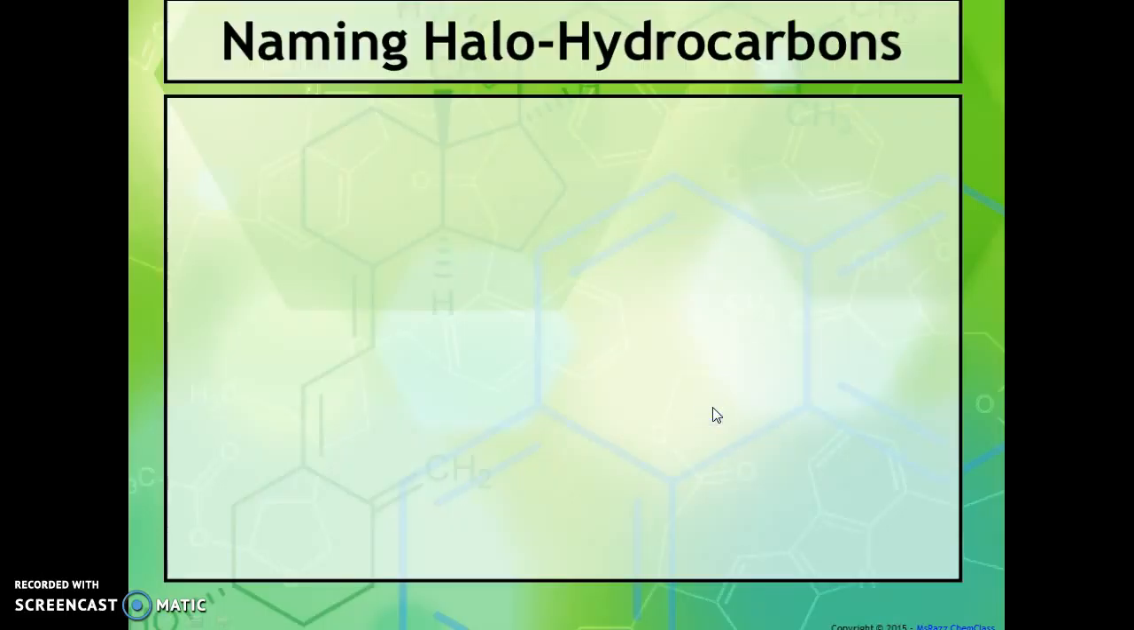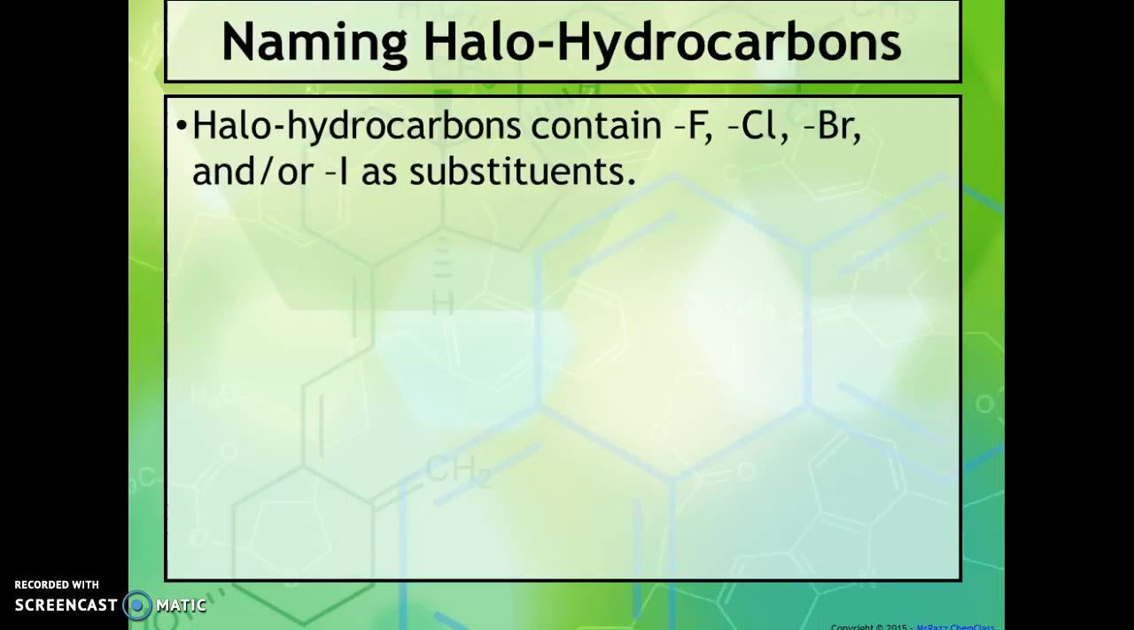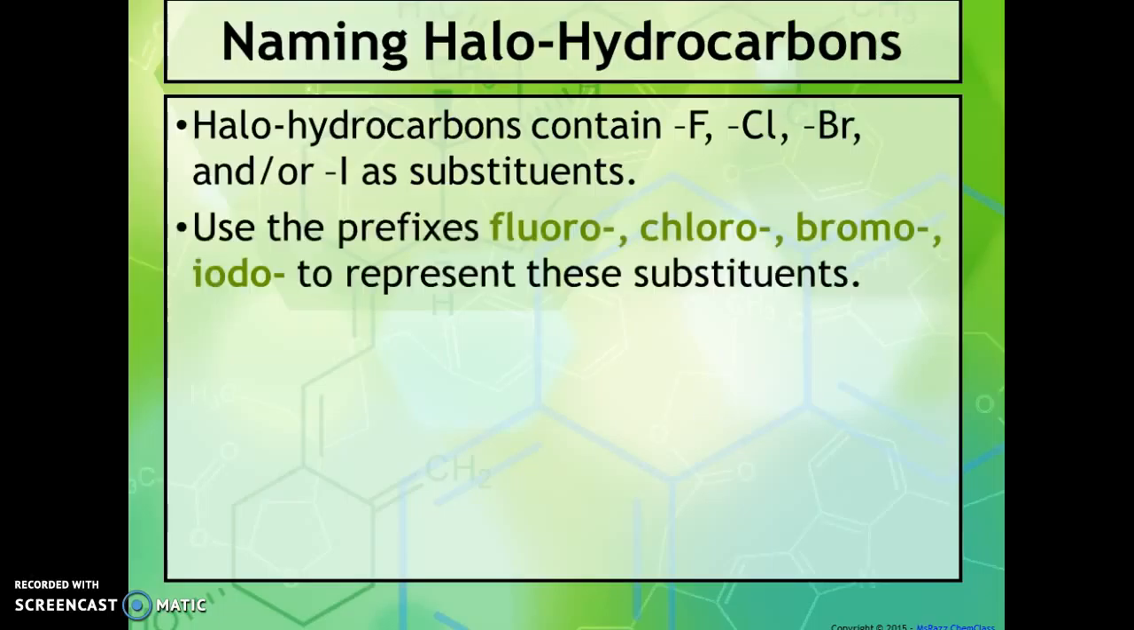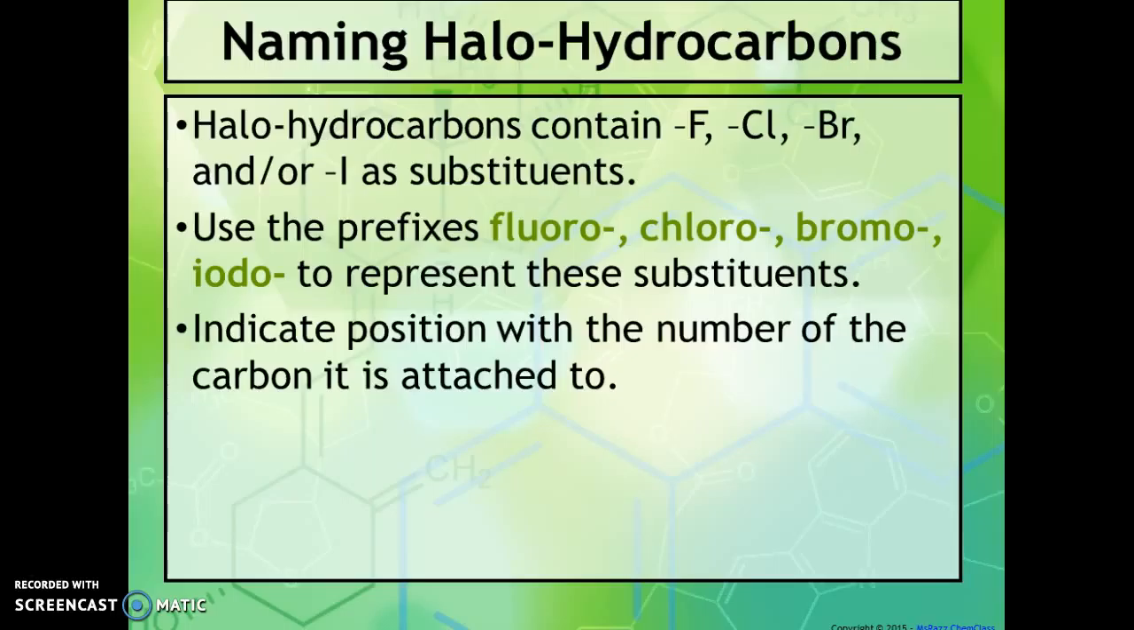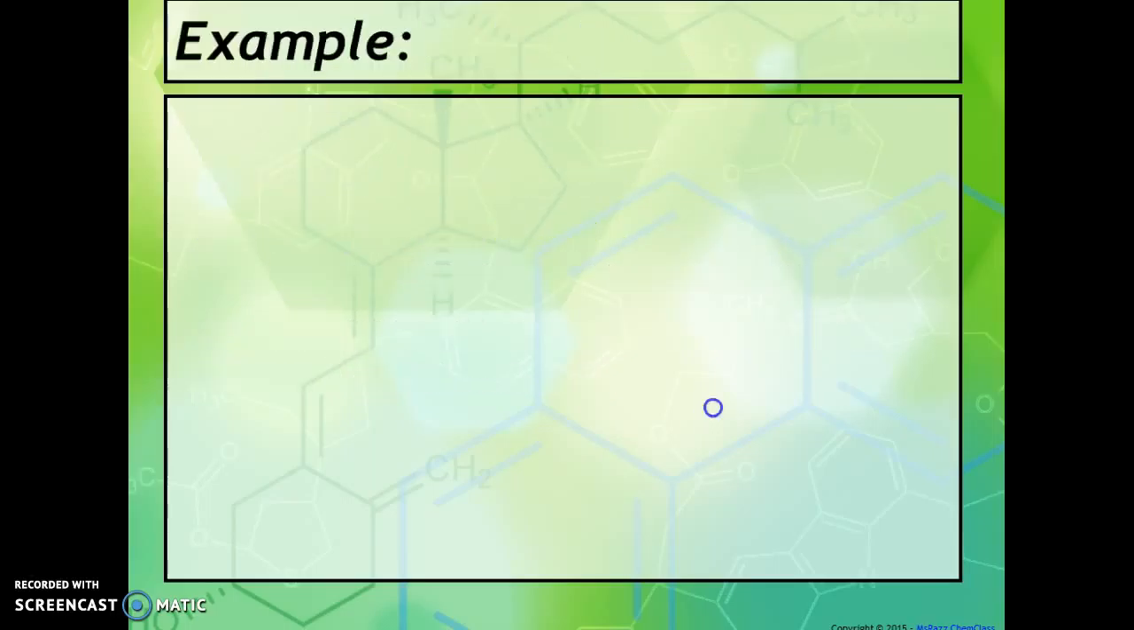So if we were going to name one of those halohydrocarbons we talked about before, they're going to contain a halogen, and all we do is use that prefix. When before you were used to saying fluoride, chloride, bromide, iodide, now you're putting them at the beginning and saying fluoro something, chloro something. And you have to say which number of carbon it's attached to, of course, just like we have been doing the whole time.